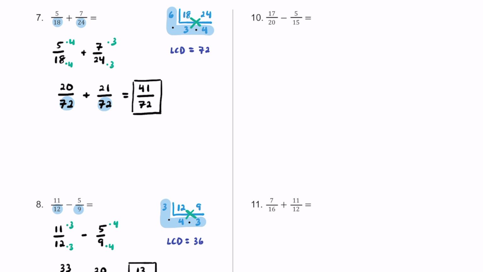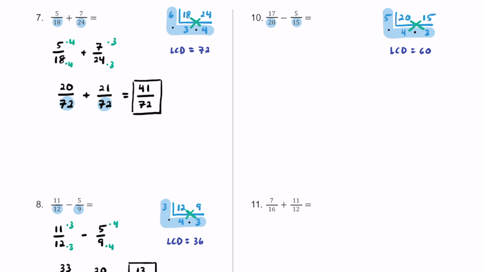Number 10. Let's see, we have 17 20ths, take away 5 15ths. We have different denominators, so let's go ahead and try to make them the same by finding out the first time they meet. So 20 and 15, I'm thinking 5 for the GCF, or we have a 4 and a 3. Okay, so it's definitely the GCF, we can't go any further. So on the side here, 5 times 4 is 20, 20 times 3 is going to be 60. So that's 60, or 15 times 4 is 60, or 20 times 3 is 60. So the first time 20 and 15 meet, the LCD is going to be 60.